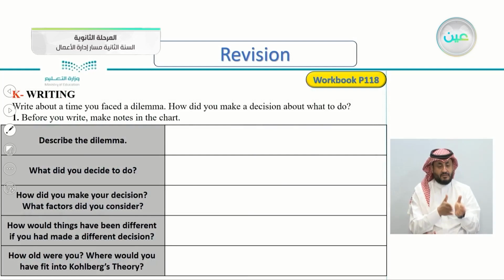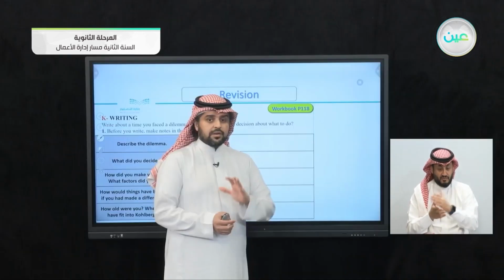Jumping to exercise K here, page 118. Move to page 118. Exercise K, writing. Write about a time you faced a dilemma. How did you make a decision about what to do? Do you remember the meaning of the word dilemma?